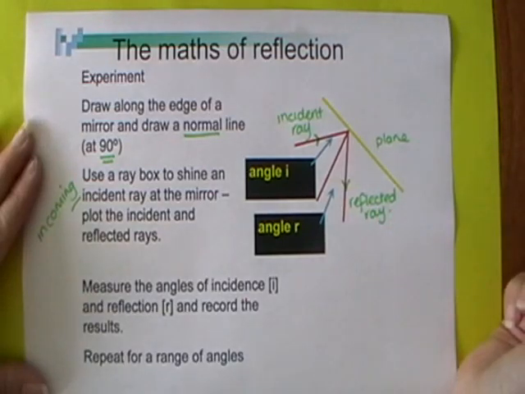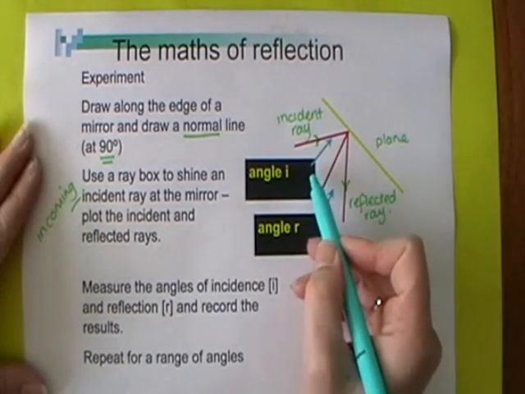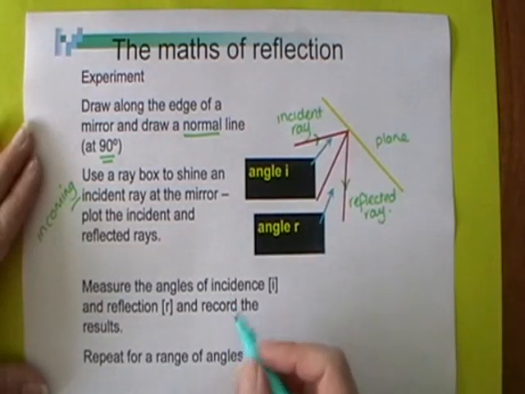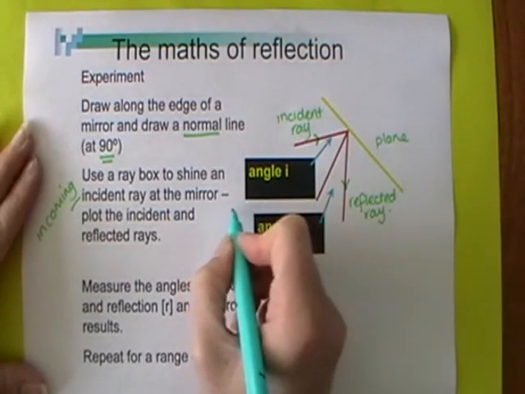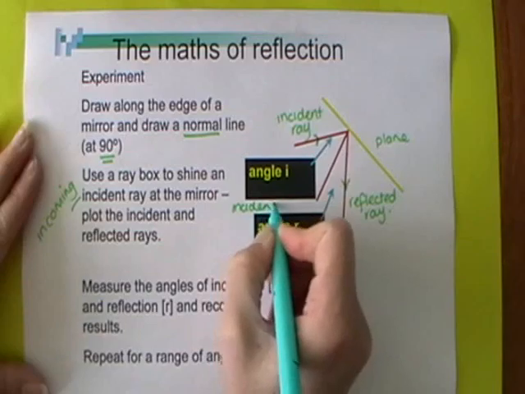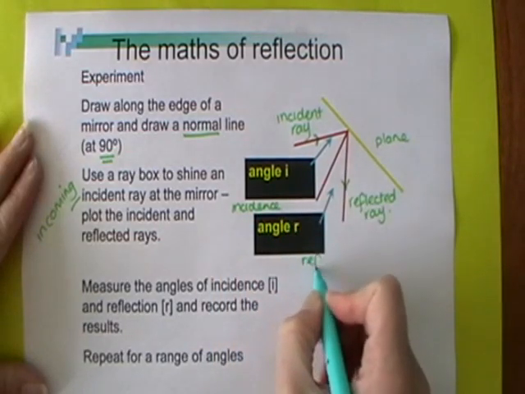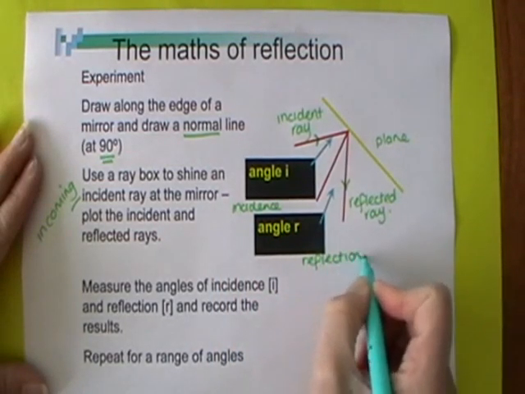When we're carrying out this experiment, what we're interested in is angle I and angle R. Angle I is the angle of incidence, and angle R is the angle of reflection.